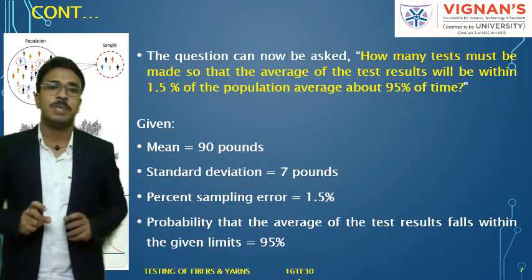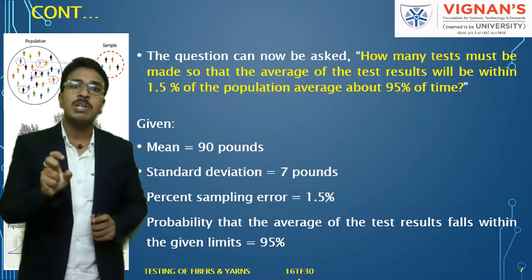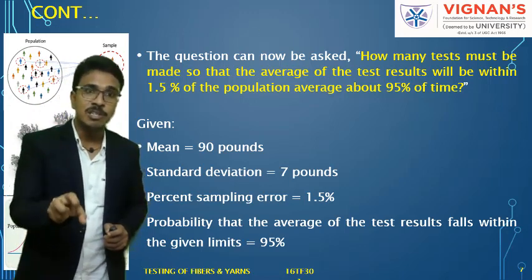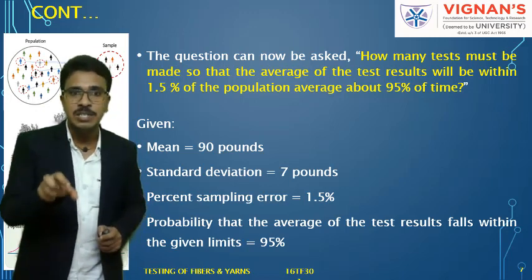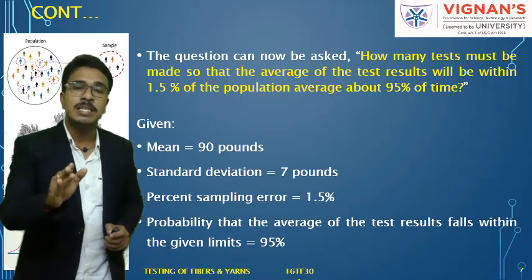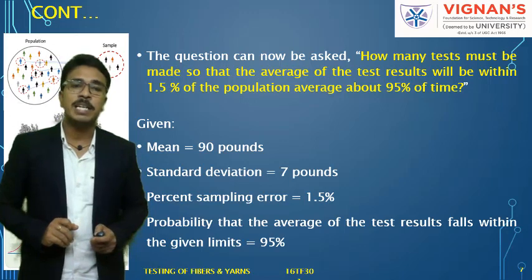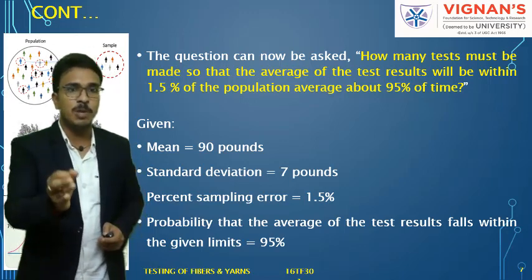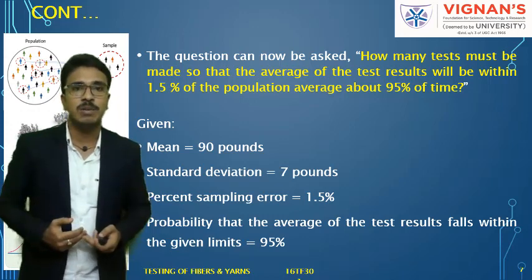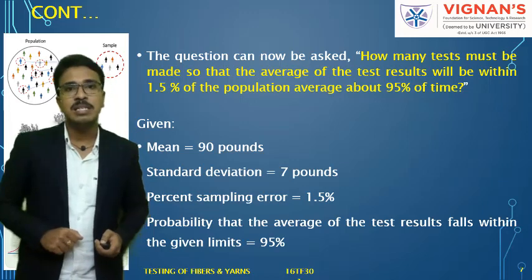Here, with this information, we need to determine what the sample size could be, so that the test results will meet this population average, that is 90 pounds, with a sampling error of 1.5% and a probability of 95%. Now we will try to figure out what the sample size could be.